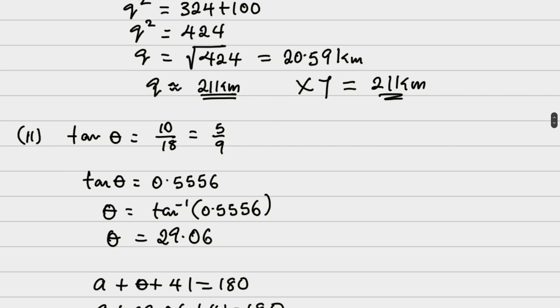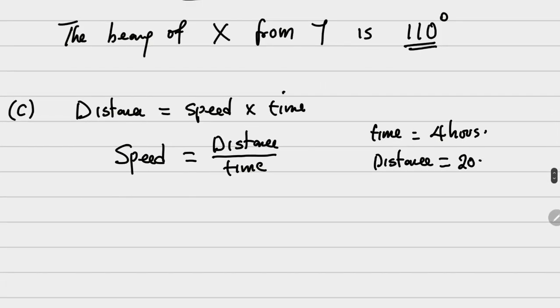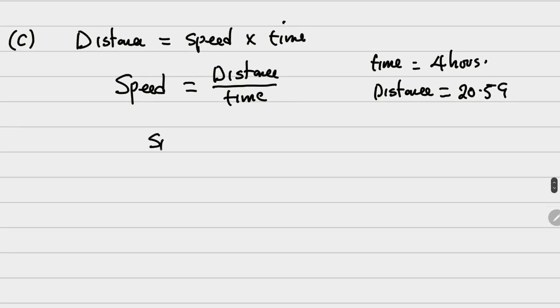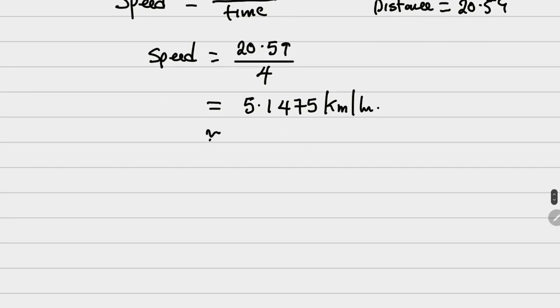But I don't want to use the approximated value. Please, it's not nice to use it. So I'm going to use 20.59. So my speed will be 20.59 divided by 4. So this answer will be 5.1475 kilometers per hour. Now, this value to the nearest whole number will be 5 kilometers per hour. That is the speed.